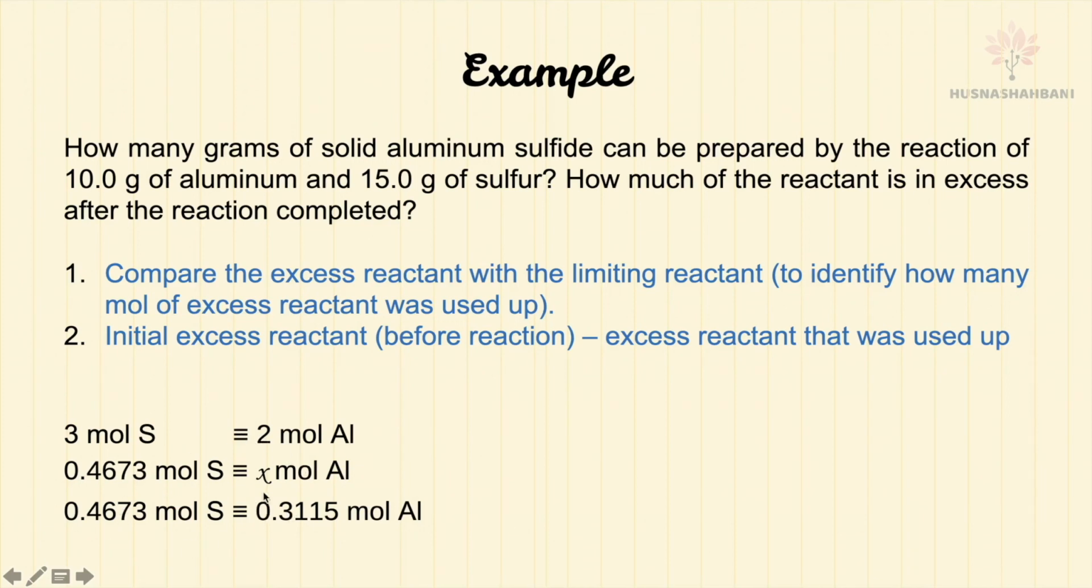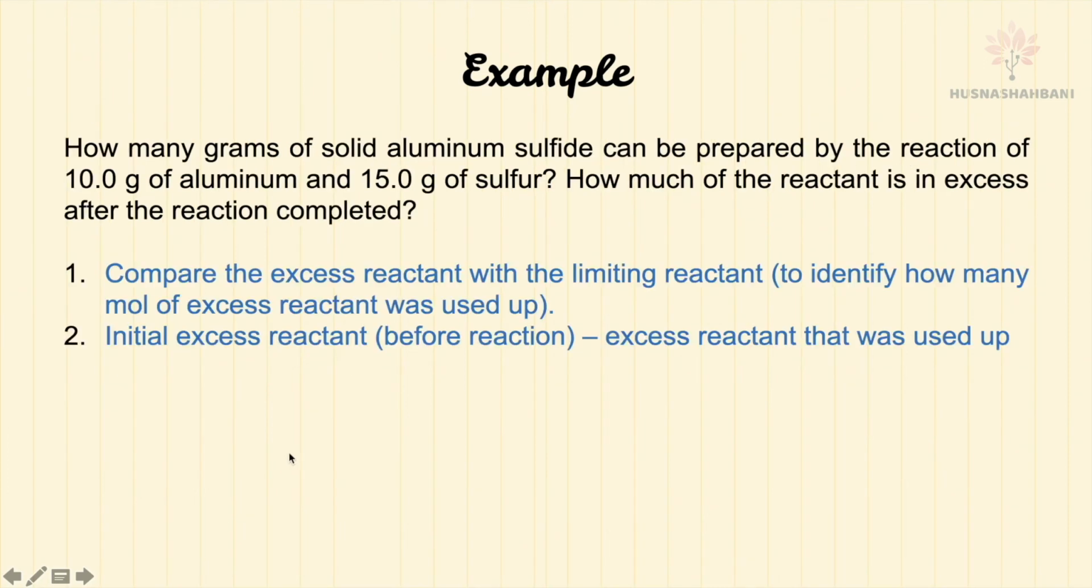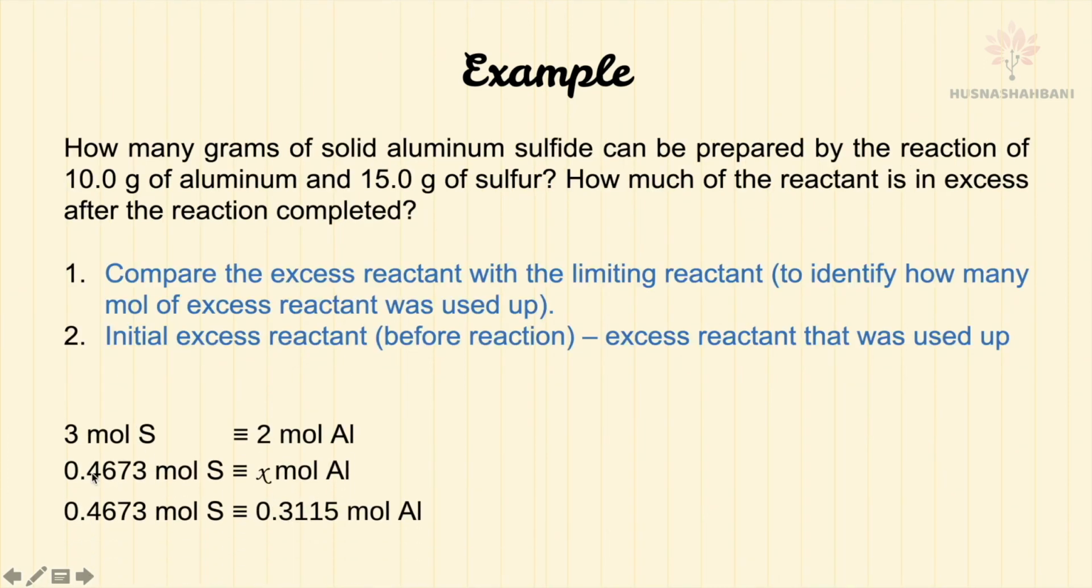So you get 0.3115 mole of Al. It's not even 0.3703. It's less than that because we are comparing with the limiting reactant. So this is a number of mole of Al. This number of mole is used up. When you use up this number of mole of S, this number of mole of Al is also used up. For them to react together, both number of mole used up.